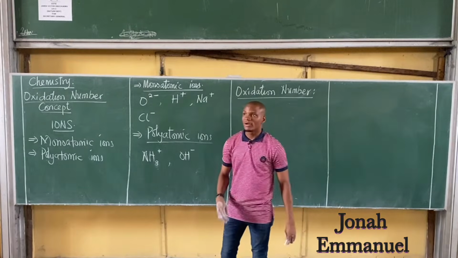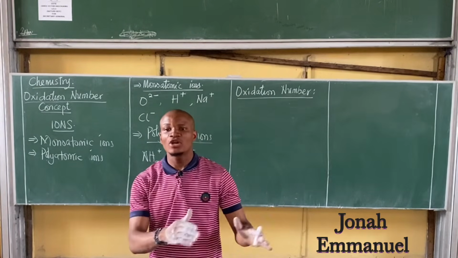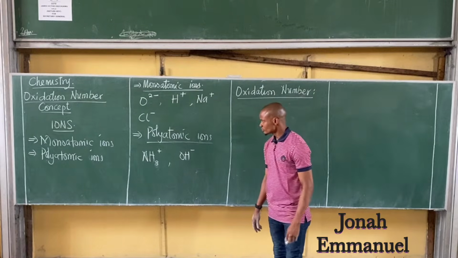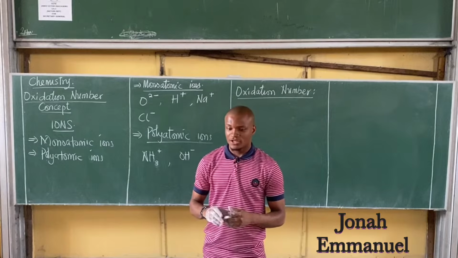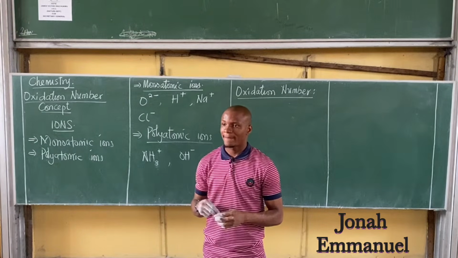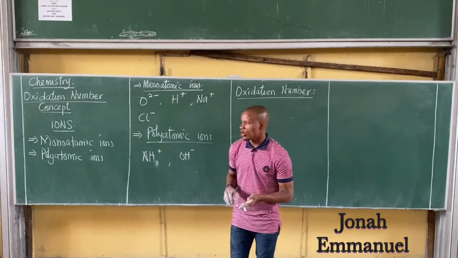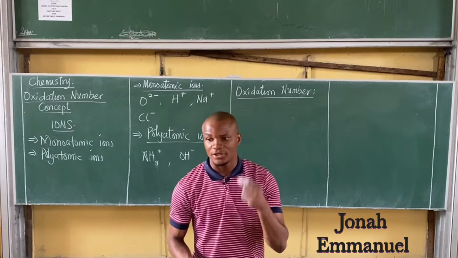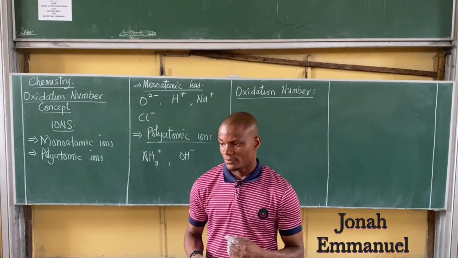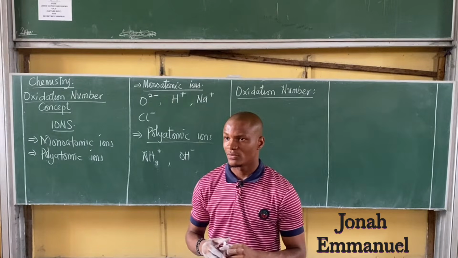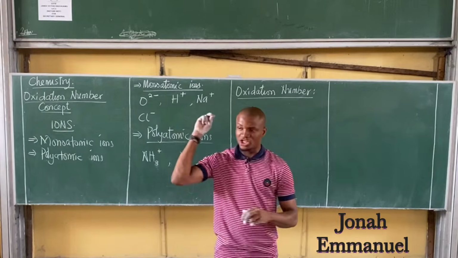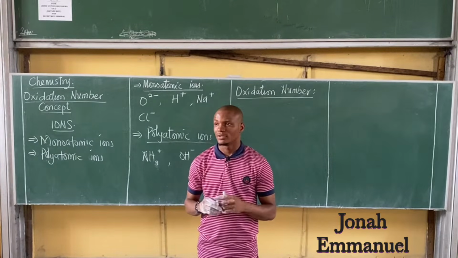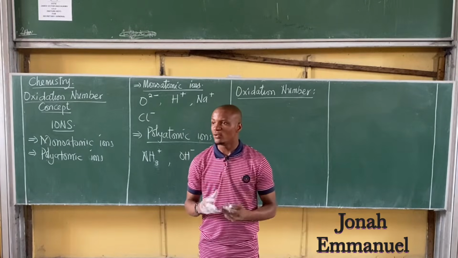Right, number 4. For a polyatomic ion, the sum of the oxidation numbers of the individual elements in the compound is equal to the charge of the polyatomic ion.